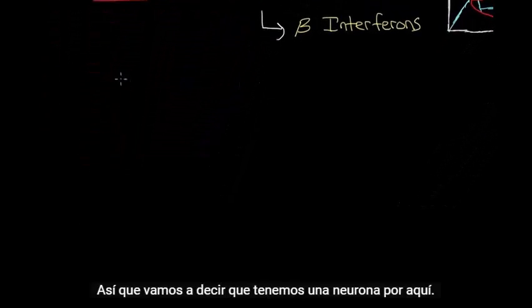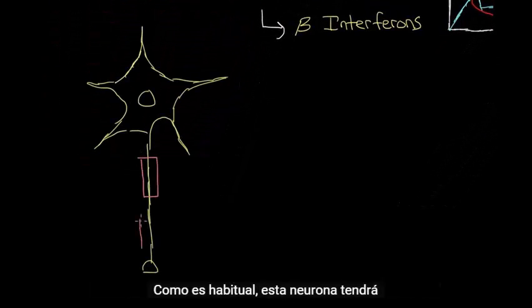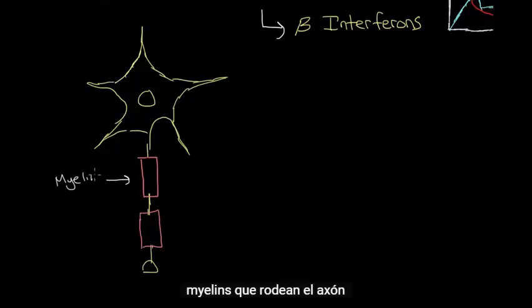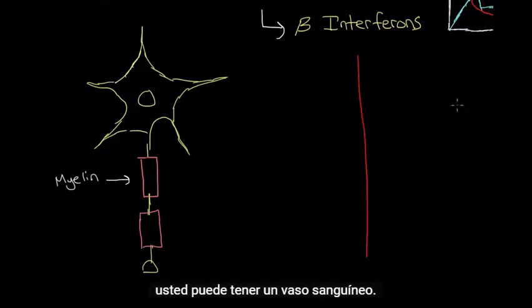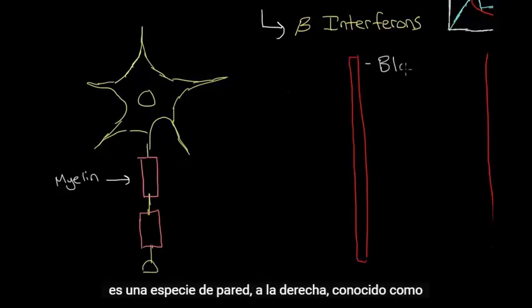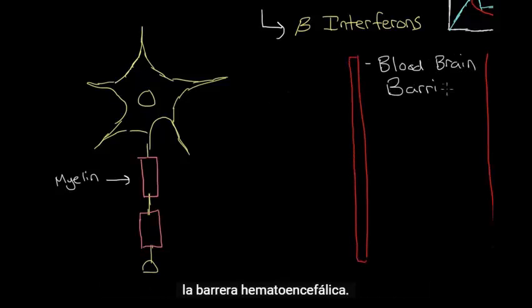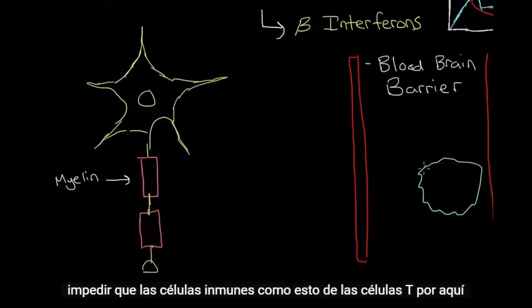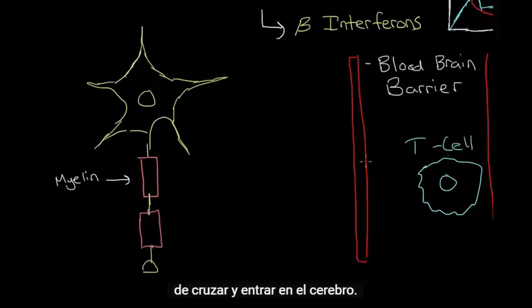So let's say we have a neuron over here. As usual, this neuron will have myelin surrounding the axon. And then next to this neuron, you may have a blood vessel. Around this blood vessel is a kind of a wall, right, known as the blood-brain barrier. This blood-brain barrier is going to stop immune cells like this T cell over here from crossing over and entering the brain. So this guy is ordinarily trapped in the blood vessel.